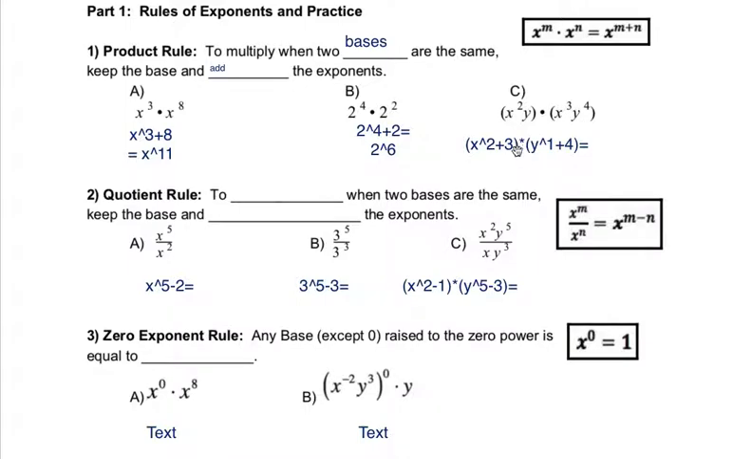So x to the 2 plus 3 gives me x to the 5th, and then this is times y to the 5th, so it would just look like x to the 5th, y to the 5th as my answer. So this would be my answer here, this one.